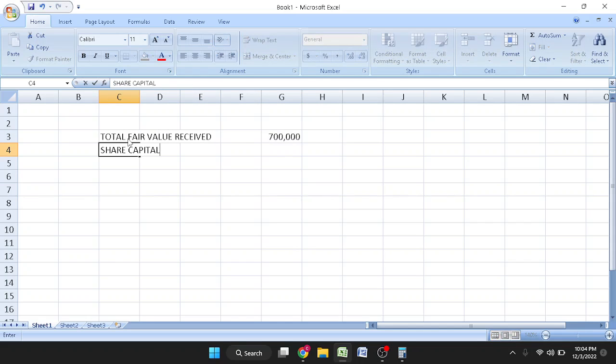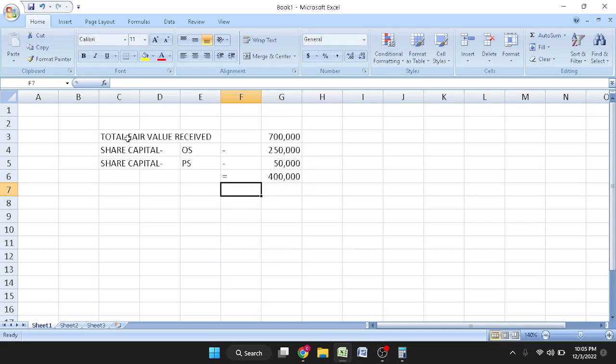Share capital, ordinary shares and preference shares should be 250,000 and 50,000. So this is a minus. Minus. So the total of 700 minus 250 minus 50, 400.